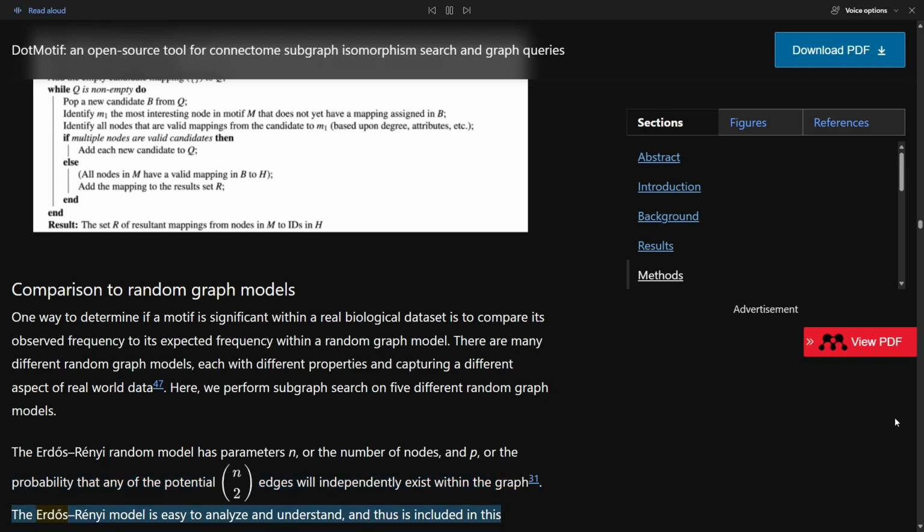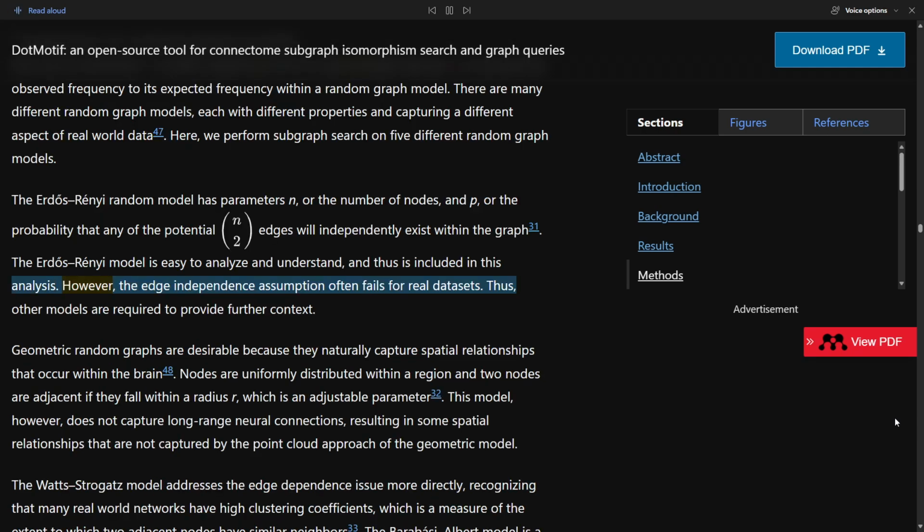The Erdős–Rényi model is easy to analyze and understand, and thus is included in this analysis. However, the edge independence assumption often fails for real datasets. Thus, other models are required to provide further context. Geometric random graphs are desirable because they naturally capture spatial relationships that occur within the brain 48.